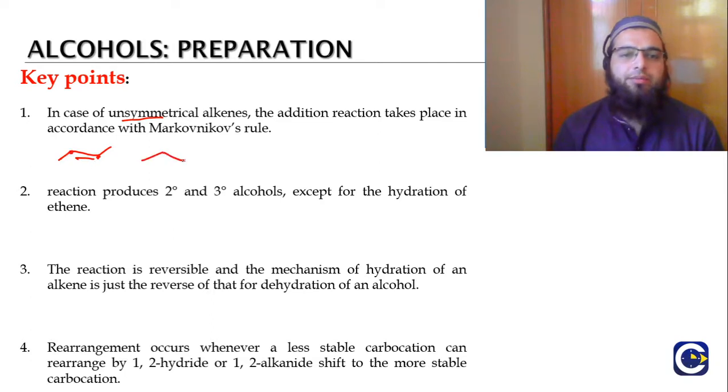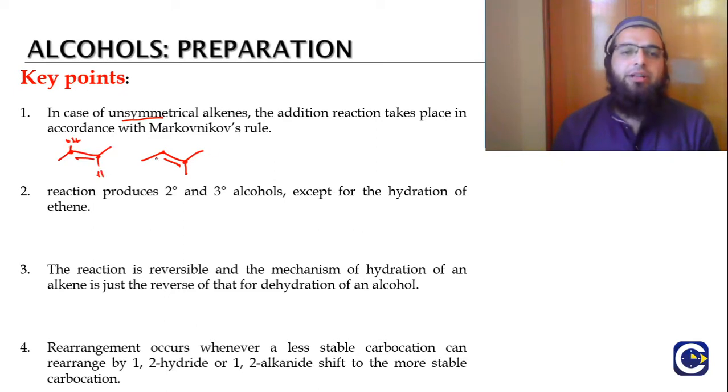But what if we have an unsymmetrical alkene? This is an unsymmetrical alkene. The environment of this carbon is different from this one. So addition of water across the double bond of the symmetrical alkene is a very simple process. The hydroxyl ion can attach to this carbon or this carbon, and hydrogen can attach to this carbon or this carbon. Both are one and the same thing.